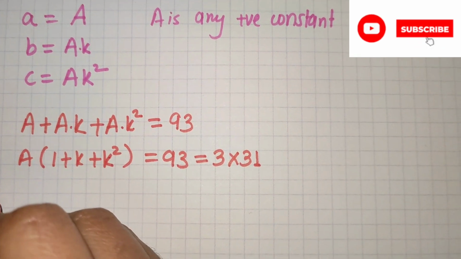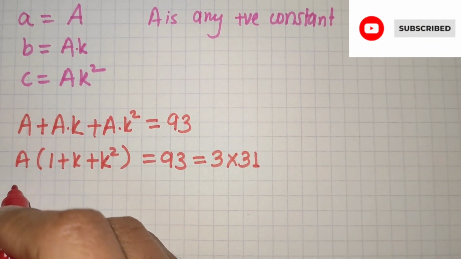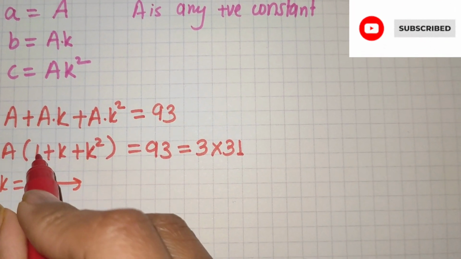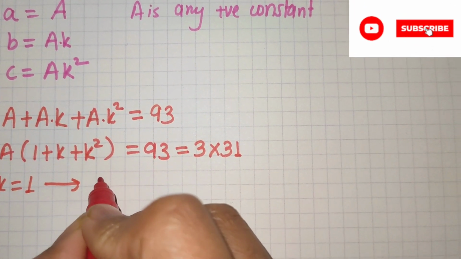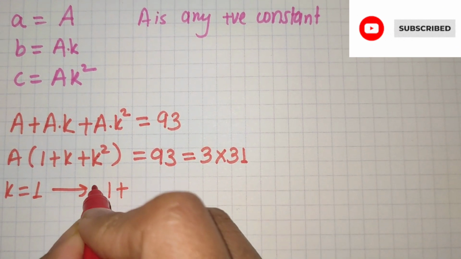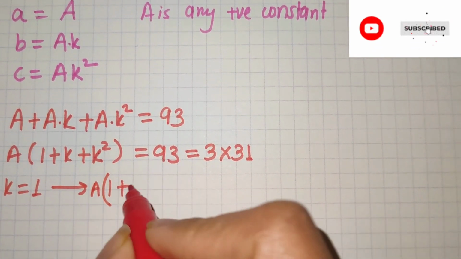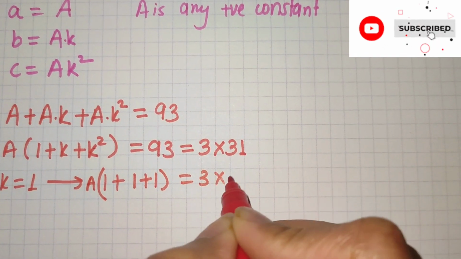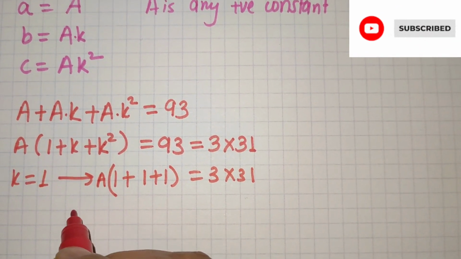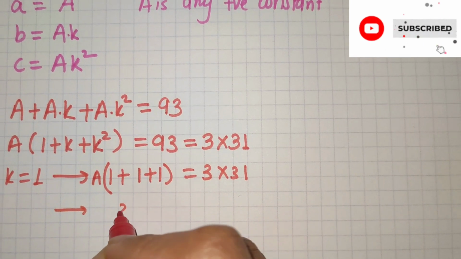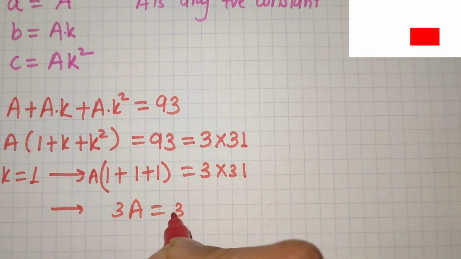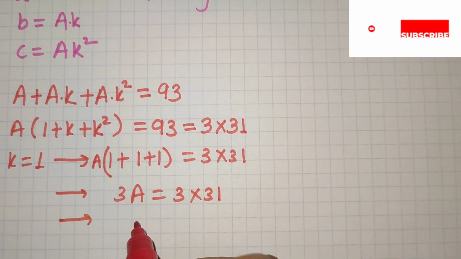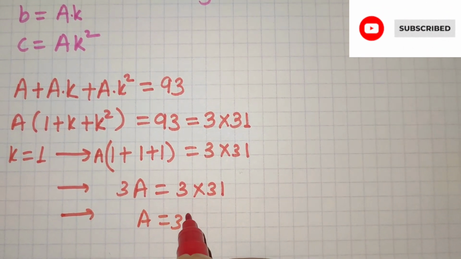So for example, let's say k equals 1, what happens with a? If k equals 1, let's substitute here. That will be a times (1 plus 1 plus 1) equals 3 times 31, and that will be 3a equals 3 times 31. So that means a is 31.